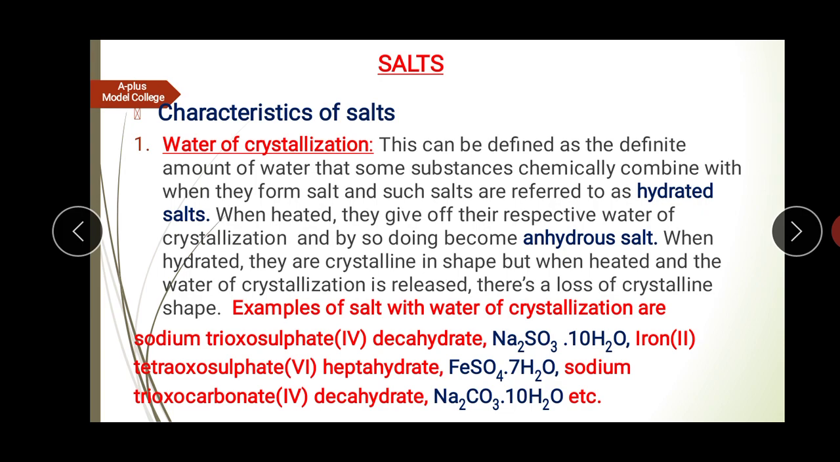The next one is iron(II) sulfate heptahydrate. Everybody knows that hepta means 7. So that means iron(II) sulfate with 7 moles of water of crystallization. And the last one is sodium carbonate decahydrate. That is Na2CO3.10H2O, and so on and so forth.